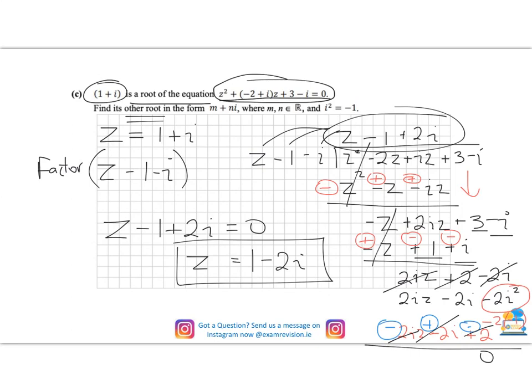So that's just to show you why it's really important that you check to make sure, if you're going to use your conjugate root theorem, the coefficients have to be real numbers. In this question they weren't, so you're going to have to use another strategy to find the other root.